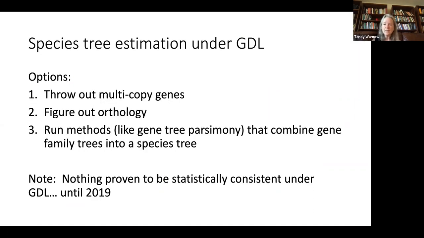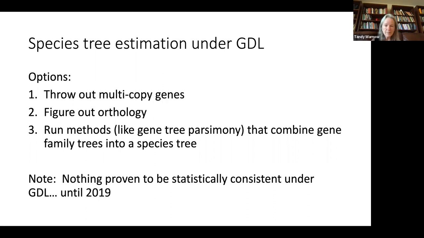Now, there are three different basic ways to do species tree estimation under gene duplication and loss. One is to throw out the multi-copy genes, which is what we did with the 1,000 plant transcriptome project. The other one is to figure out orthology. Figuring out orthology amounts to figuring out which gene copies evolved down a species tree without duplication. So which gene copies within the different species are orthologs? That's actually a very, very hard problem. There's a lot of progress, but it's still not adequately solved. And some of the best methods are computationally intensive.